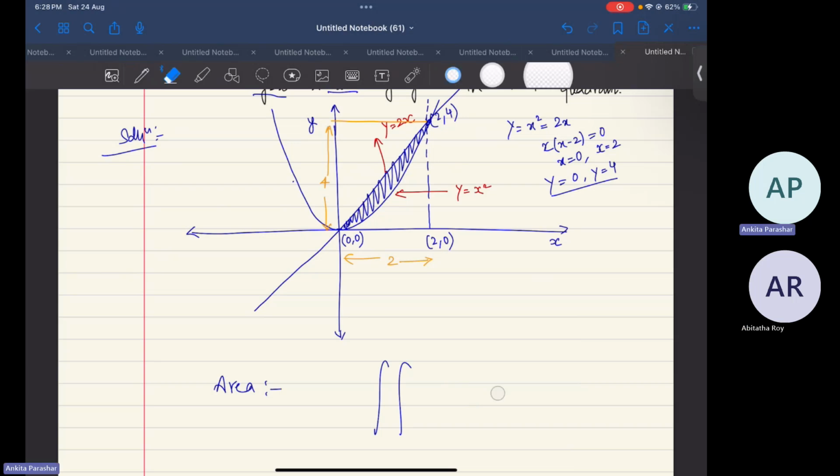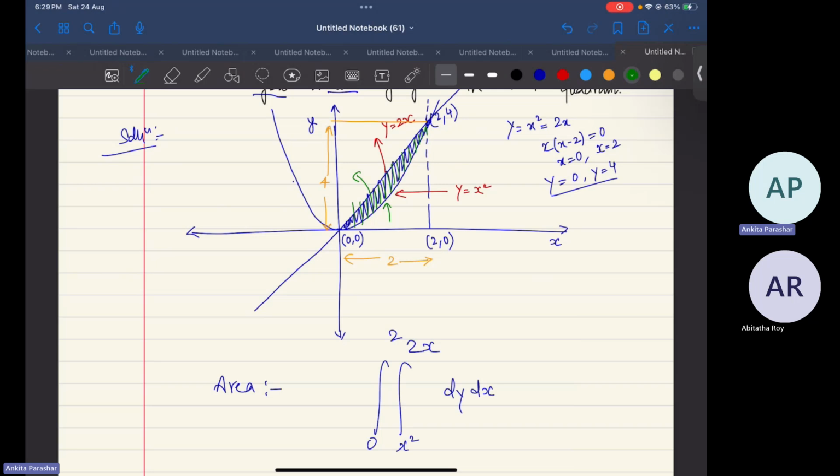We are writing dy dx, right? 0 to 2. Where is y from? Inner is from x squared to 2x. Exactly right. Can you tell me the type, the way you are writing the area? This is type 1. Y in terms of x means type 1. That means if I draw parallel lines to the y axis, there should be only two curves, which we can see, right? This one and this one.